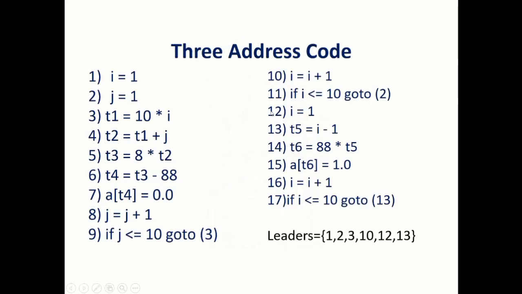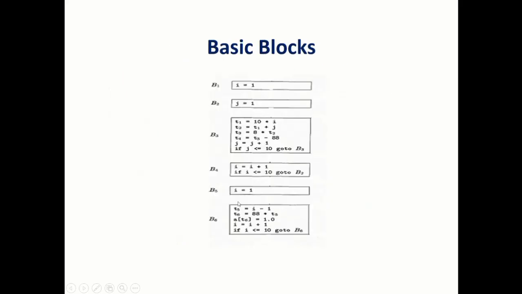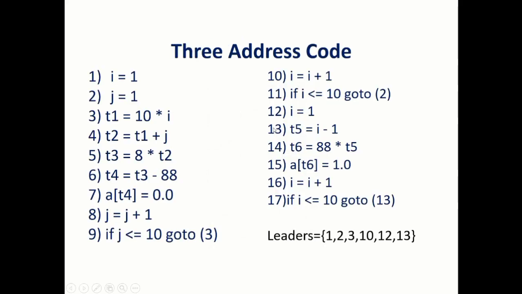Next, line number 12 is a leader. It starts a new block. There is no jump here, so it will go to the next block. Then draw the basic block 5, I equal to 1. In the given three-address code, line number 13 is a leader and ends with the conditional jump: if I less than or equal to 10, go to 13. This portion is basic block 6.